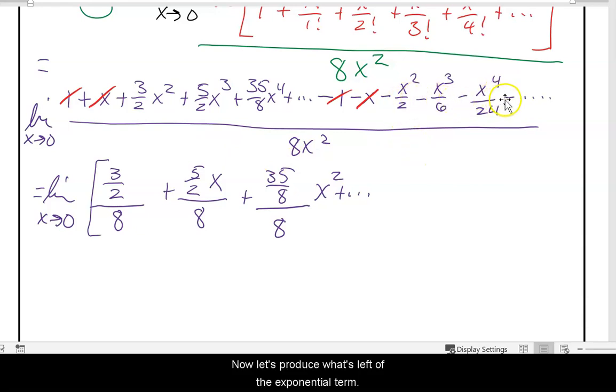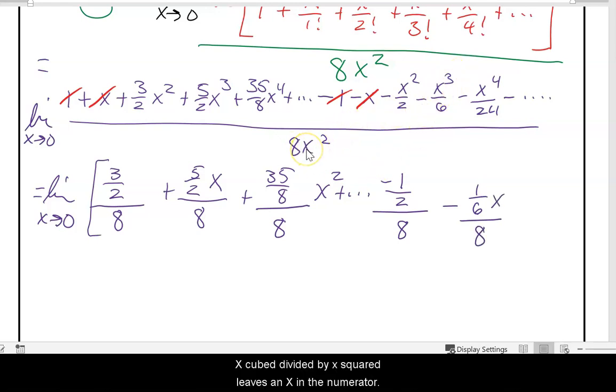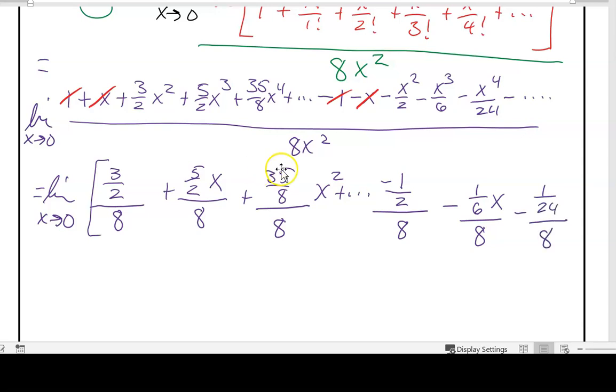Now let's reduce what's left of the exponential terms. If I take a negative x squared over 2 and divide by 8x squared, I get the ratio of negative 1 over 2 divided by 8. The x squared divided by x squared is gone. For the next term, I have a minus 1 over 6, also over 8, but x cubed divided by x squared leaves an x in the numerator. The next term will give me a minus 1 over 24 over 8, but x to the fourth divided by x squared gives me x squared.